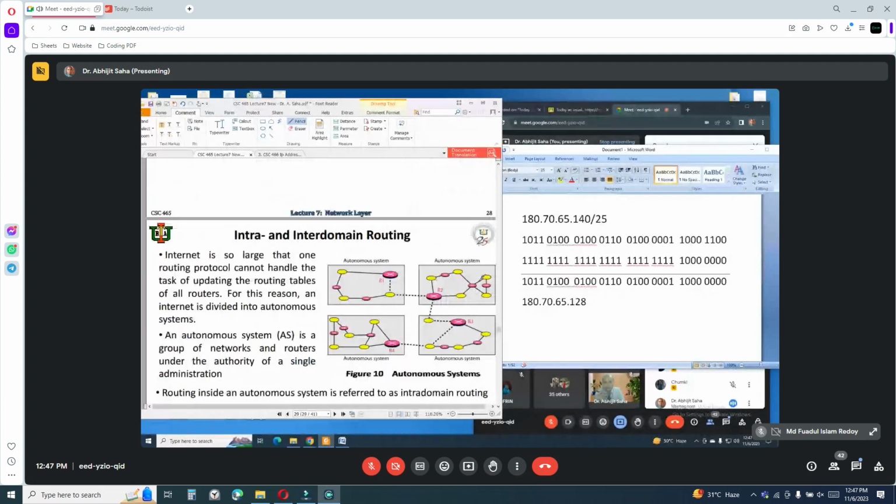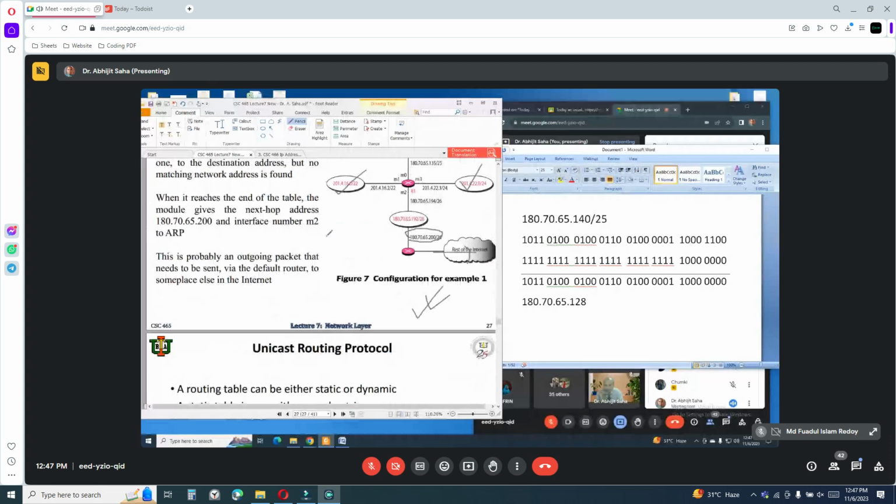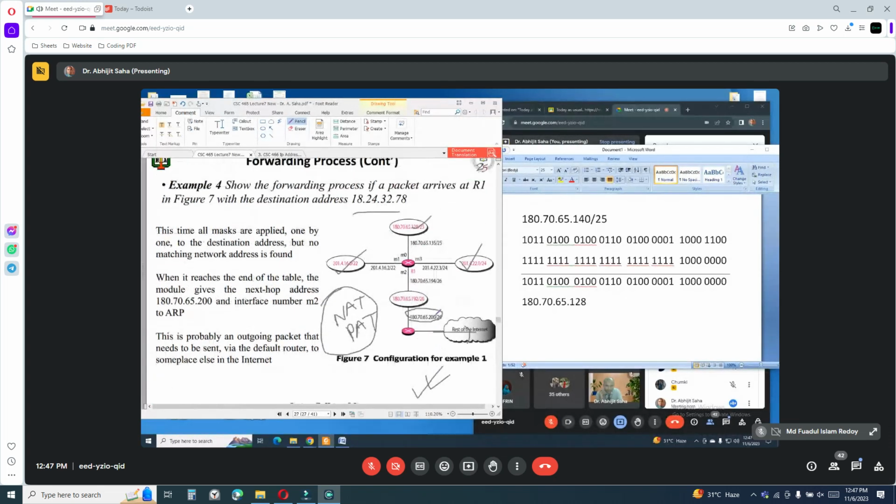So this is how I think we have completed this lecture. But in the next class, we are going to discuss two very good terms that you need to know about, NAT and PAT. After discussing these two topics, we are going to close this chapter, and from next week we'll start chapter number 8, data link layer.